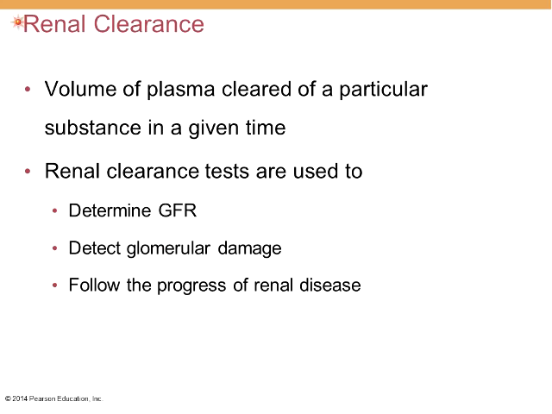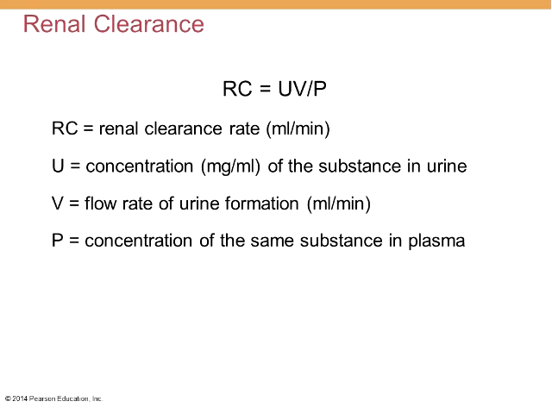Now, the way we look at kidney function is by looking at renal clearance. That's the volume of plasma that is cleared of a given substance at a given time. Renal clearance tests are used to determine our glomerular filtration rate, detect if we have any glomerular damage, and follow the progress of renal disease or renal failure. Renal clearance, in mils per minute, equals U, the concentration in milligrams per mil of the substance in the urine, times V, the flow of urine formation, all over P, the concentration of the same substance in the plasma.